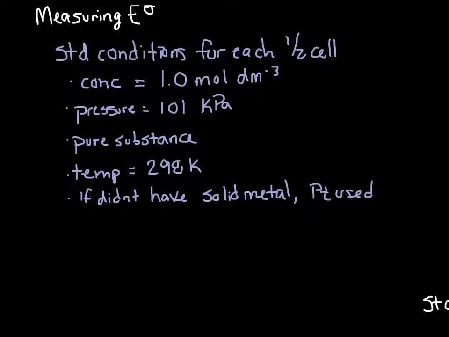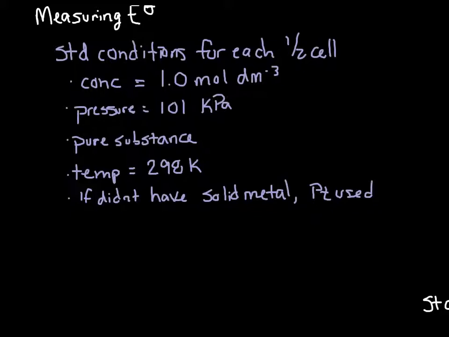So how do we actually go through and measure the standard electrode potentials? Well, they must occur under standard conditions, therefore create what we call standard half cells. In these standard half cells, the concentration of your aqueous solution needs to be 1.0 moles per decimeter cubed. The half cells need to be exposed to 101 kilopascal pressure. It needs to be made up of a pure substance. The temperature needs to be controlled at 298 Kelvin.